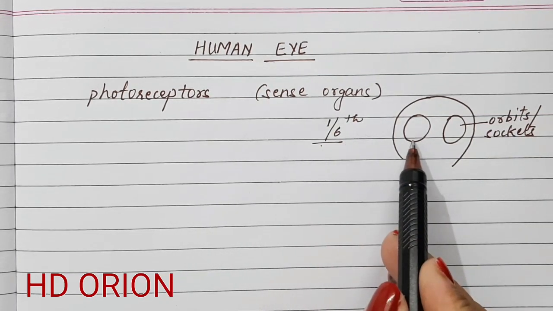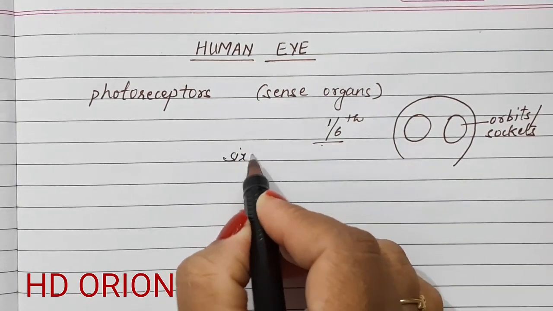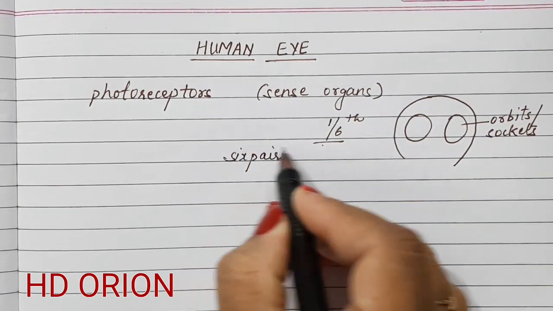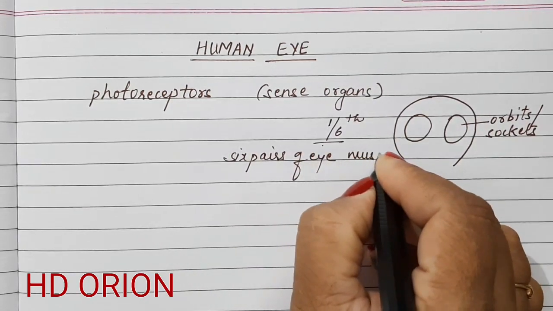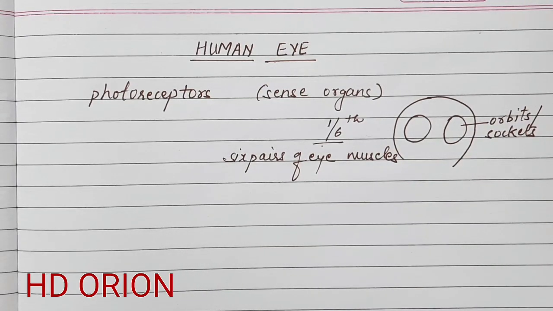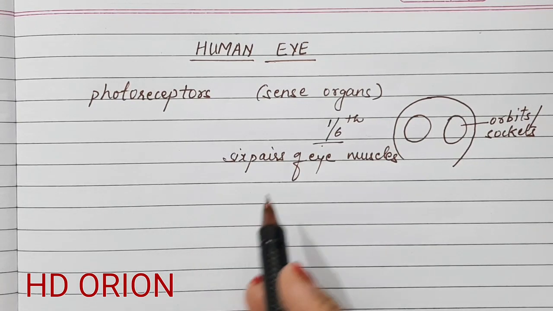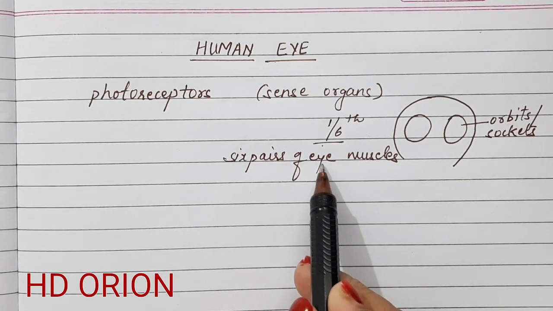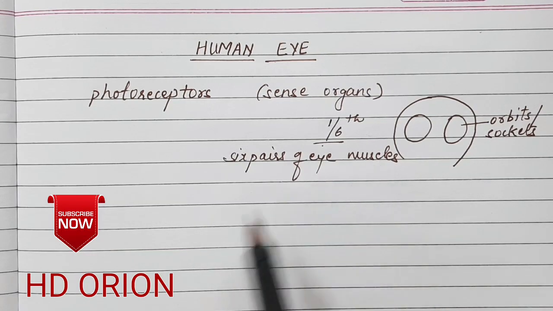The human eyes are connected to 6 pairs of eye muscles. These eye muscles help it to move up and down, or from side to side, or in oblique movements. Whatever movement the eye has to perform, these 6 pairs of eye muscles help it to move.